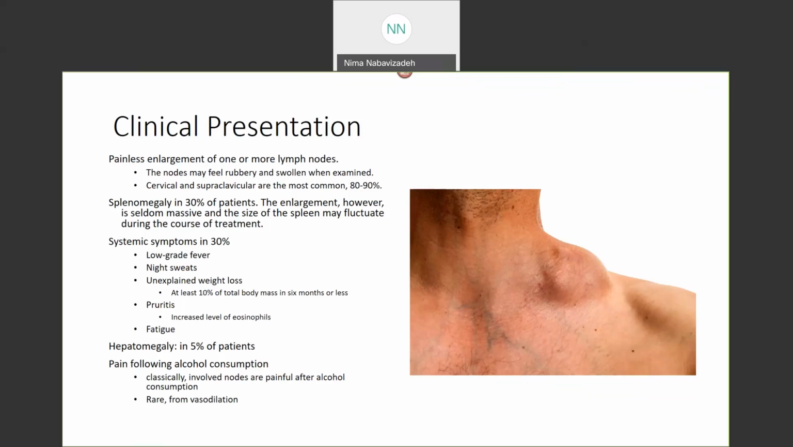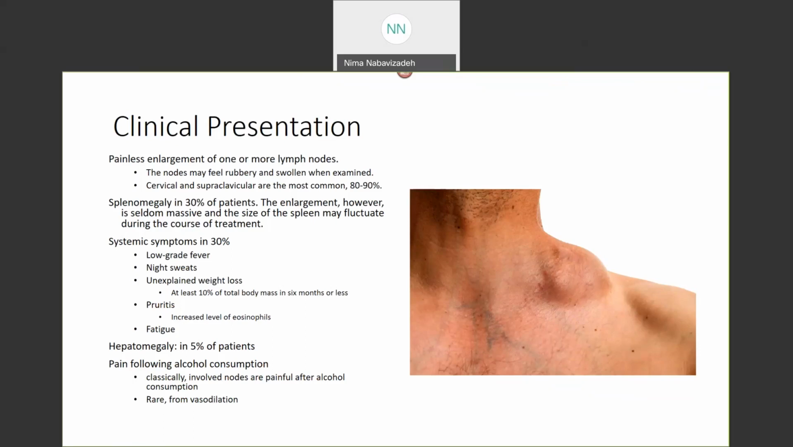Systemic symptoms present in about a third of the patients. These consist of low-grade fevers, night sweats, unexplained weight loss, and that's at least 10% of the total body mass in 6 months or less. This constellation of symptoms used to previously be included in our staging algorithms for patients, where patients who had A symptoms basically did not exhibit any of these, whereas patients who were marked to have B symptoms would present with fever, night sweats, or unexplained weight loss. In 2020, the A and B designations from our staging system have been removed, but this is important to know just for historical reasons.